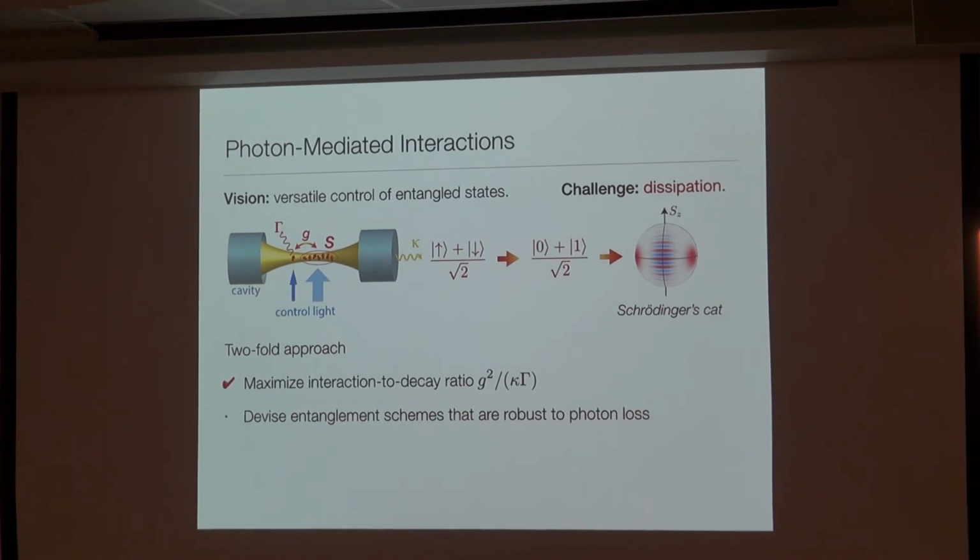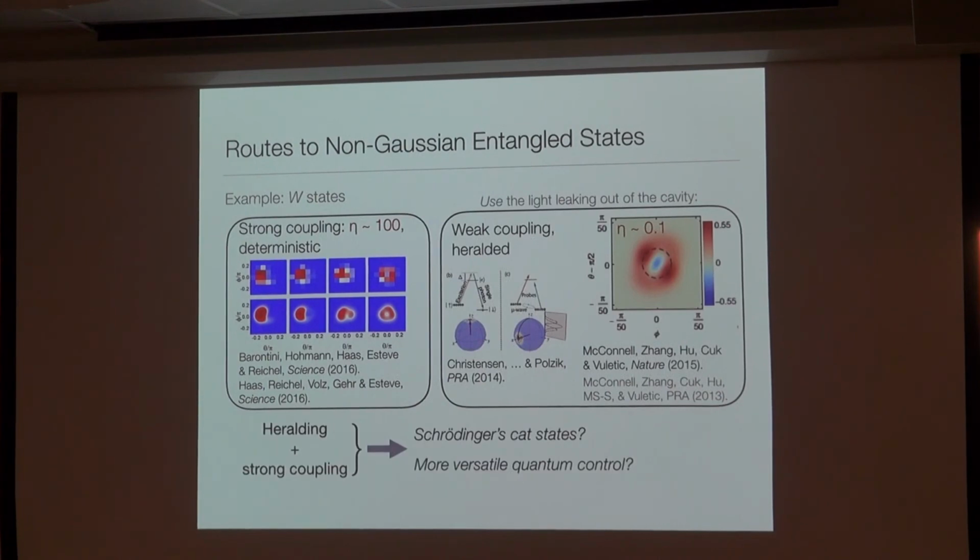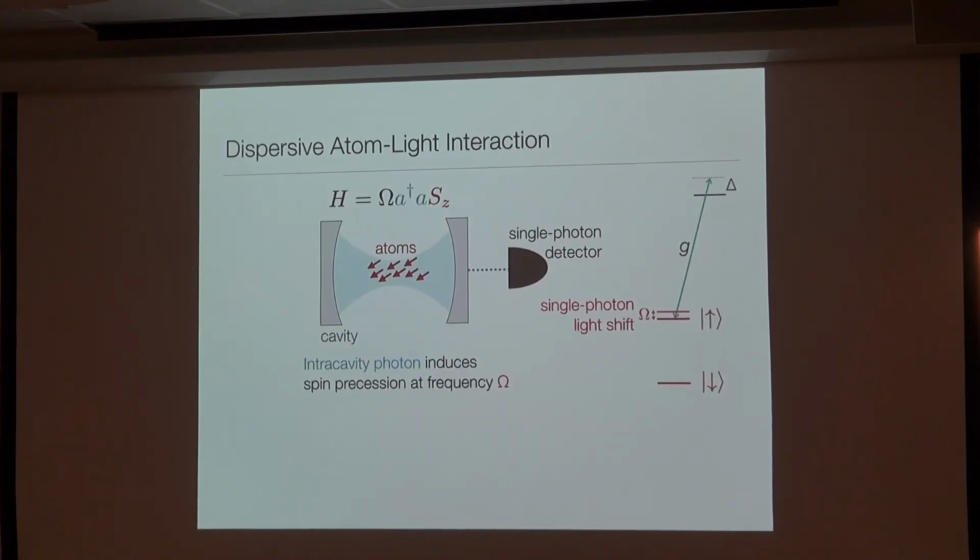So we thought, ideally, one should take a twofold approach. We've worked hard to get a system where we can have a large interaction to decay ratio. Once things are well optimized, this should be about 50. But at the same time, we were thinking, can we also get a second win by devising entanglement schemes that are robust to photon loss? I'll just cut to the chase because I'm low on time.